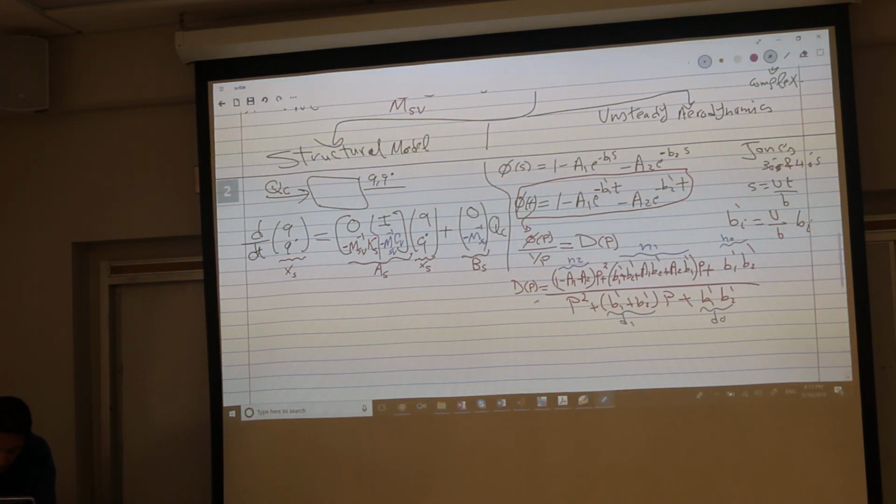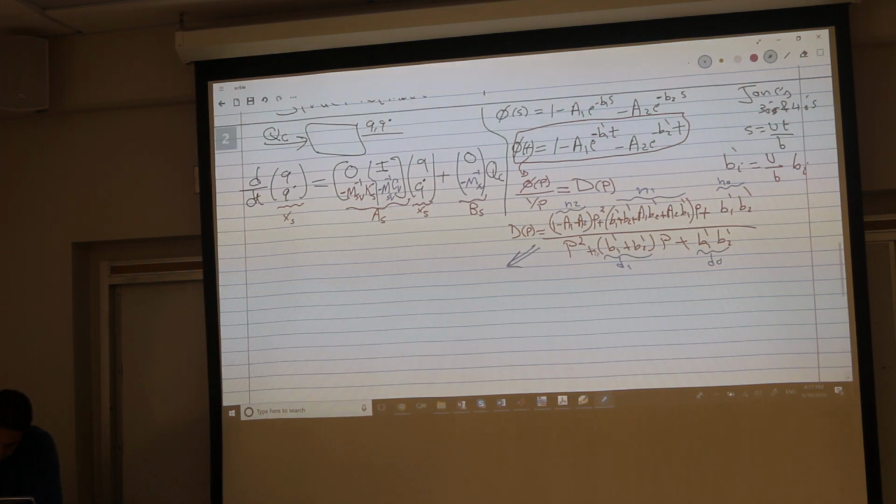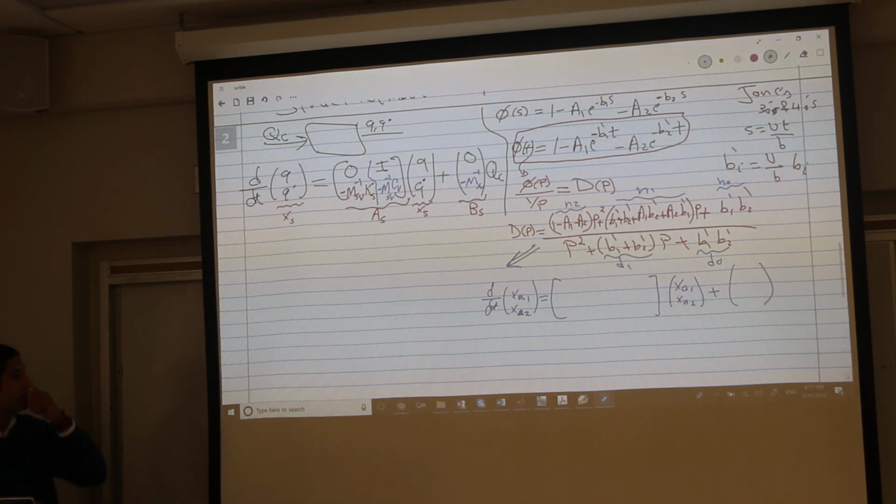And if you have a transfer function, you can write the corresponding state space model. So I can write down d by dt, if it's a quadratic transfer function, of x1, x2 is equal to some matrix times x1, x2 plus some matrix times the input. Okay?